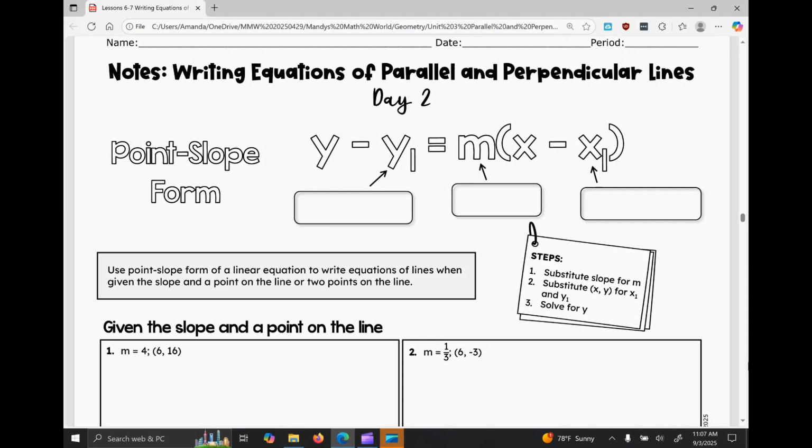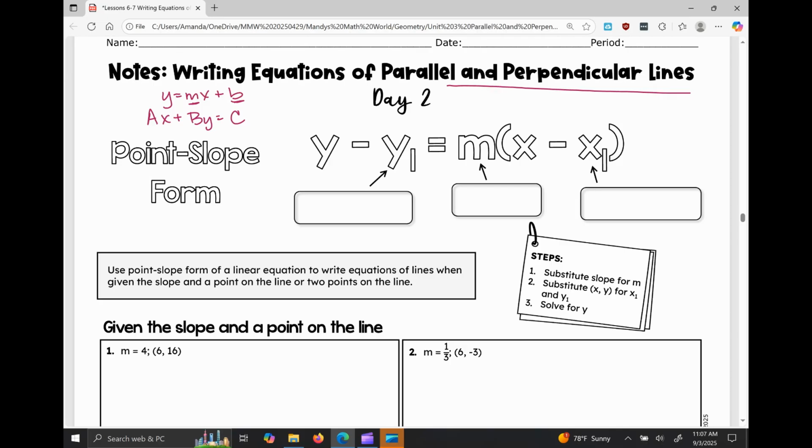Notes over writing equations of parallel and perpendicular lines. Yesterday, in day 1's lesson, we looked at slope-intercept form of a linear equation, y equals mx plus b. We graphed lines using this equation because you can easily see the slope and the y-intercept. We also looked at standard form of a linear equation, which is ax plus by equals c.